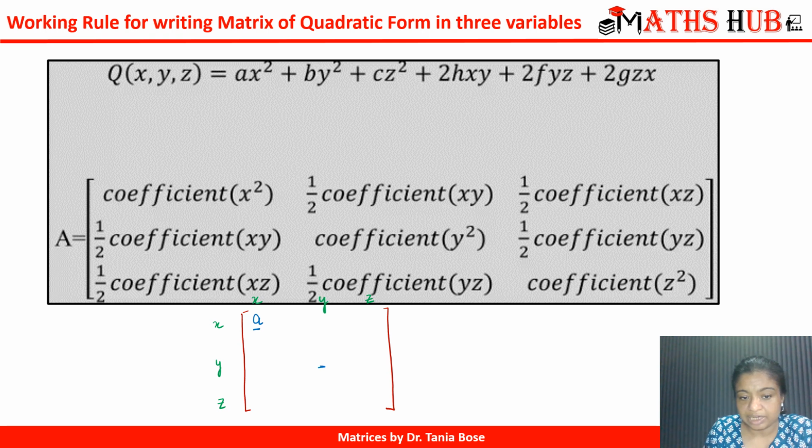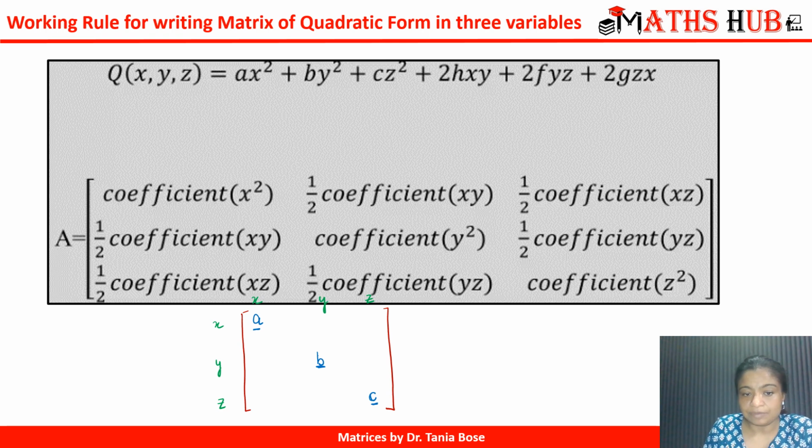Similarly, let us move to the next diagonal position. It is y into y. So, what is the coefficient of y squared? It is b. So, place it over here and come to the third diagonal position. It is z into z, so it is z squared. So the coefficient of z squared is c, so place it over here, right? So all the diagonal positions are done.